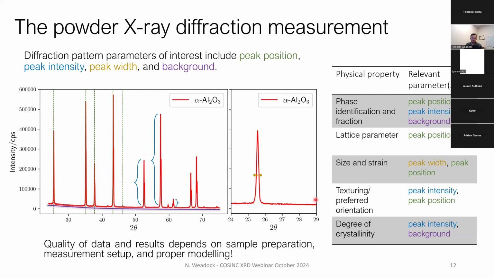Now, from this diffraction pattern, there are several parameters of interest that we can use to quantify information about our sample. We're going to be looking at the peak positions, the peak intensities, peak width, and the background coming from both our sample and our sample mounting. And with some combination of each of these parameters, you can learn about a variety of different physical properties of your sample.